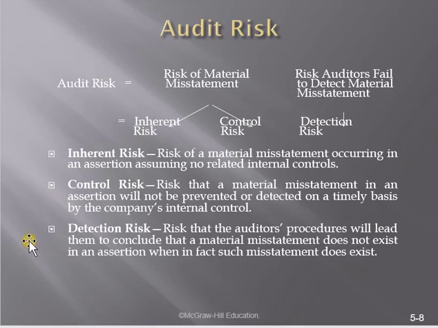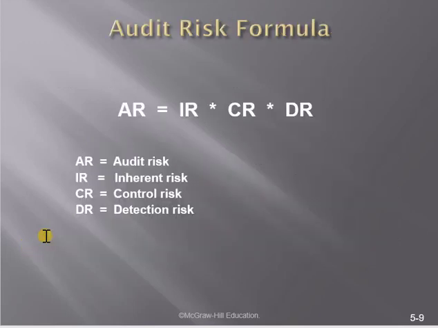Detection risk is the risk that auditors' procedures will lead them to conclude that a material misstatement does not exist in an assertion when in fact such misstatement does exist. So something that gets past the auditors. And so here, audit risk is displayed as a formula. Your audit risk is your inherent risk times your control risk times your detection risk.